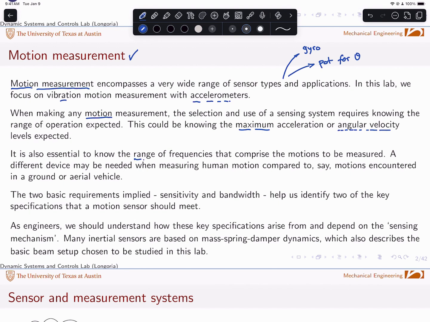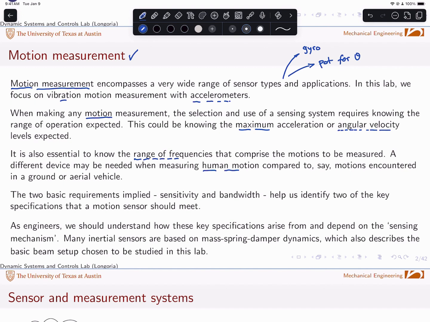Knowing the range of frequencies is also important. These are dynamic signals, so we'll introduce the idea of bandwidth, which is the range of frequencies over which the device is useful to you for measuring. That needs to be known. Specifications for sensors of these types are on the data sheets that you can study to make sure your device can accomplish what you need. Measuring human motion is very different from measuring suspension dynamics on a vehicle, or the motion of an aerial vehicle, or vibration of an aircraft wing, which is very high frequency. So you have to think about that.